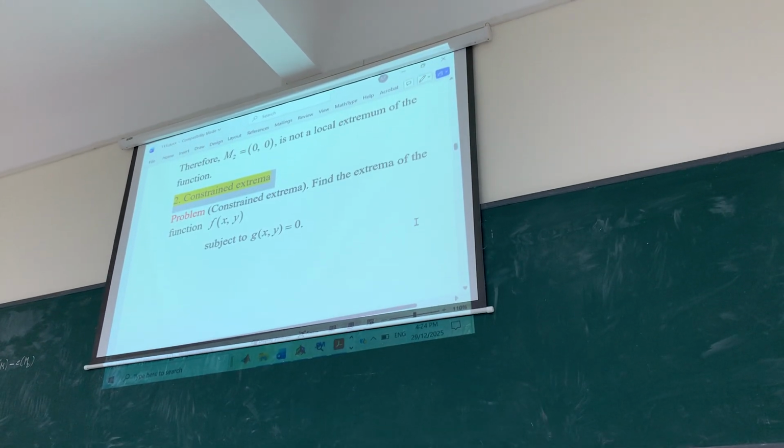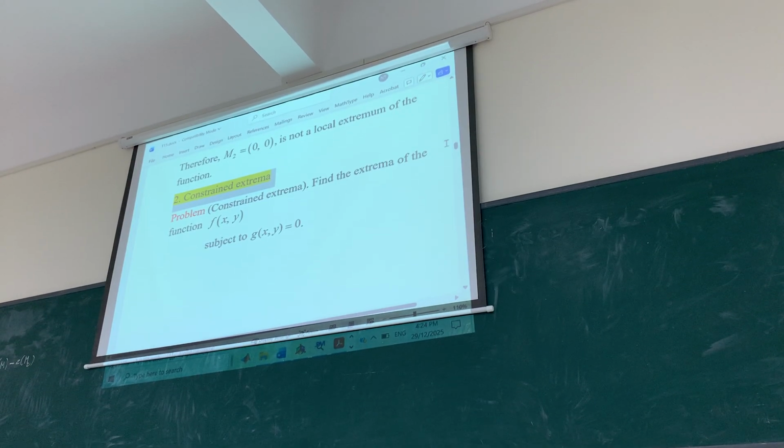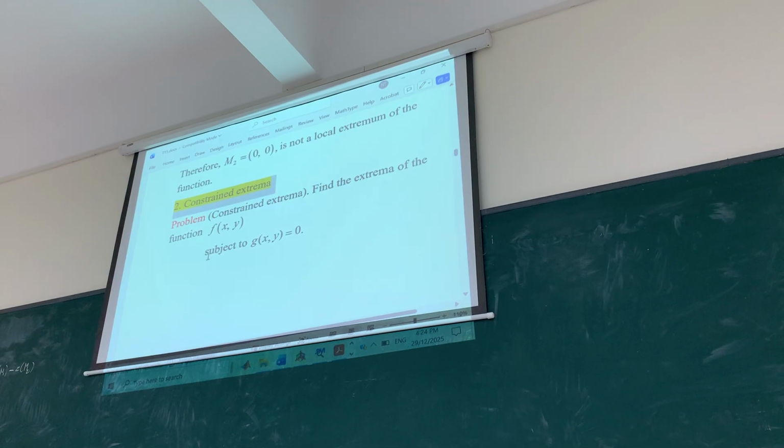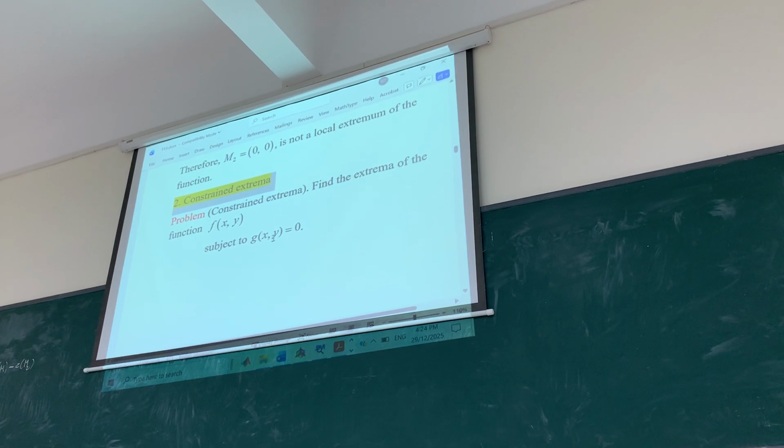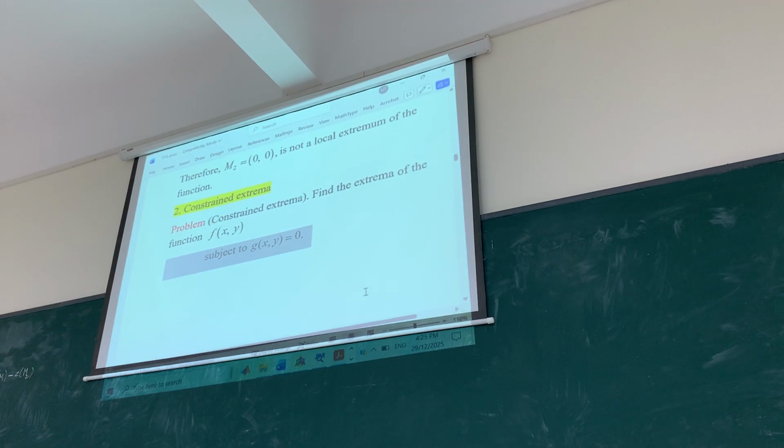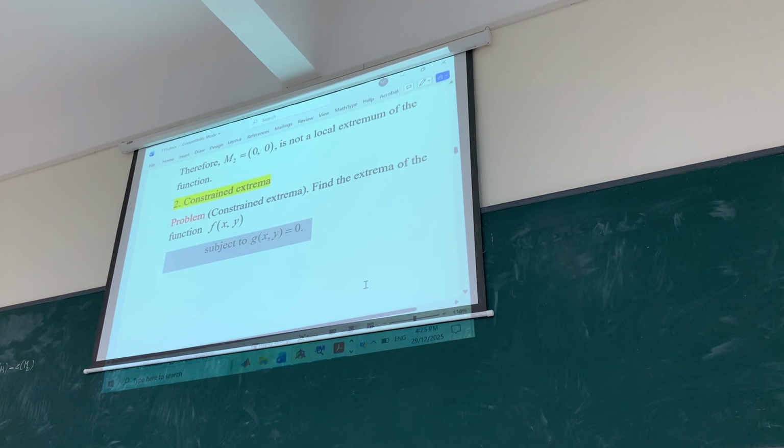Constrained extrema. We have the problem: find extrema of the function f(x, y) subject to the condition z(x, y) = 0. Here the two variables x and y are linked by the function z.